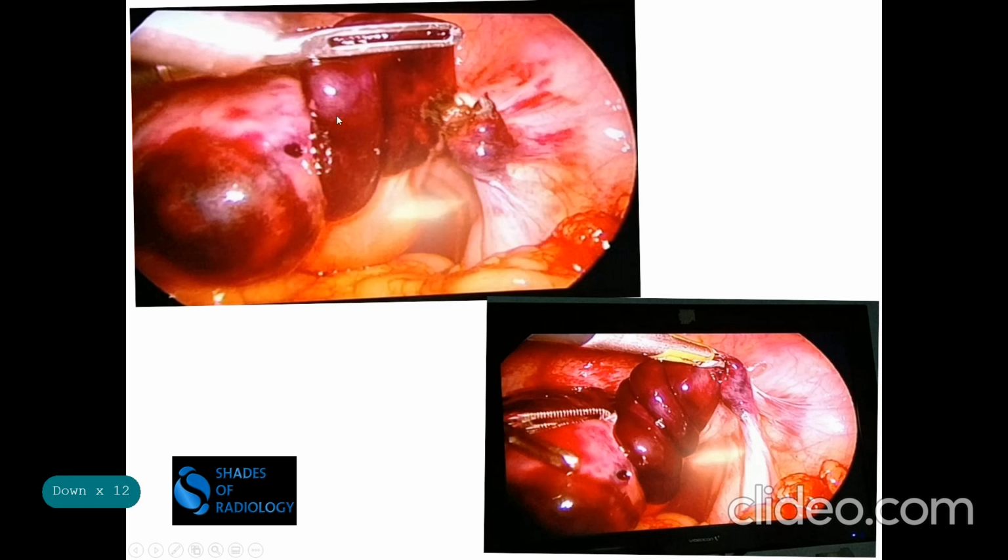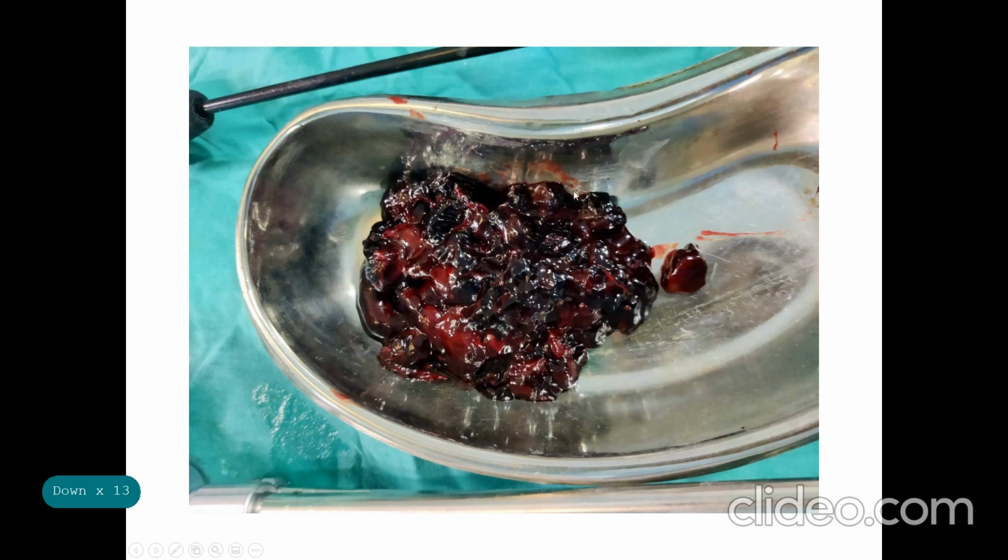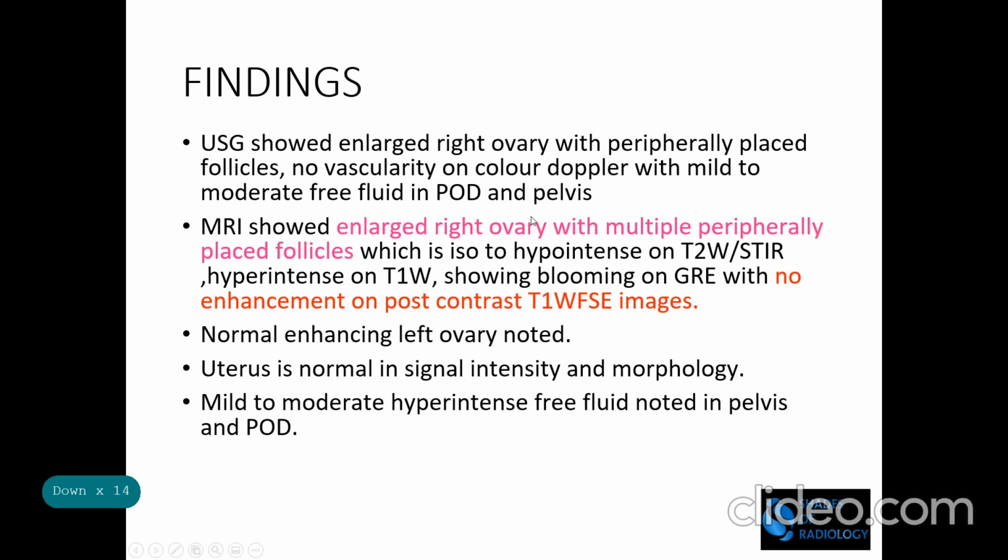So this is the enlarged right ovary, this is the hemorrhage or necrosis, and this is the tortuous, twisted, and necrotic fallopian tube, which we have seen as the twisted pedicle on axial images in the GRE and also as a hypoenhancing twisted pedicle on post-contrast images. So these are a few blood clots which were retrieved from the pouch of Douglas.